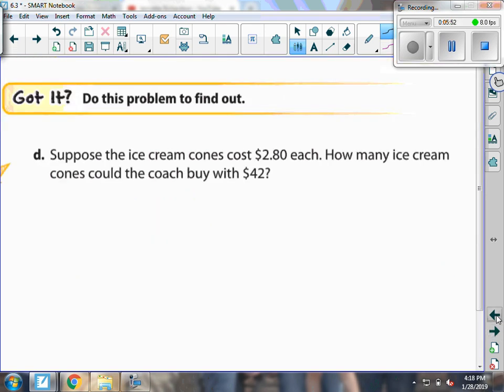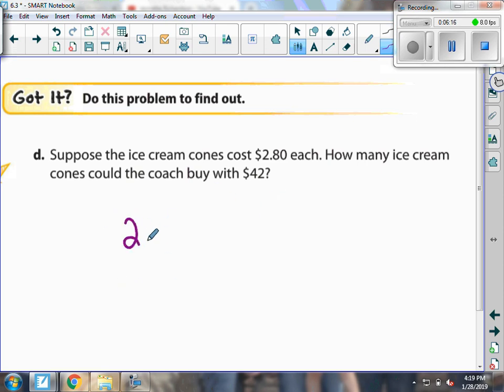Okay, now we're going to do the exact same thing but with a different price. So suppose the ice cream cones cost $2.80 each. How many ice cream cones could the coach buy with $42? So go ahead and copy this down and solve it, please. Okay, if you need more time, go ahead and pause this.